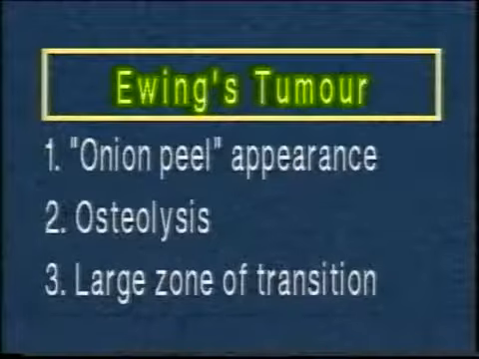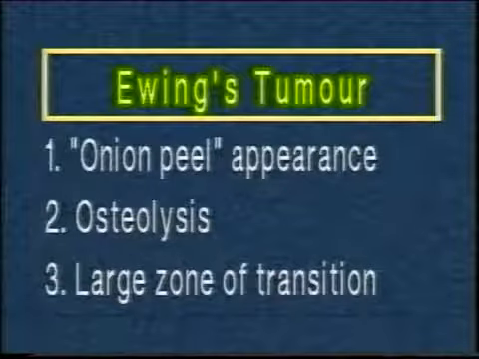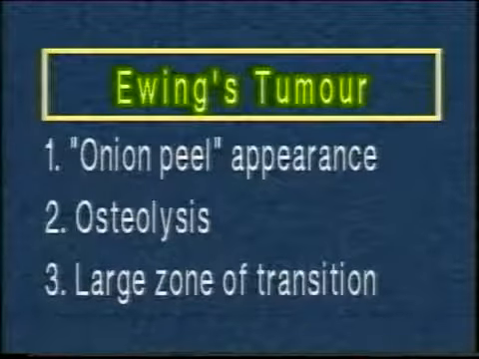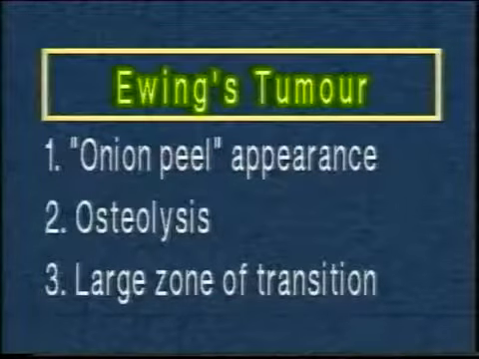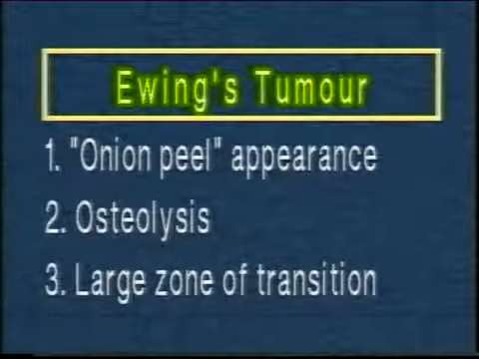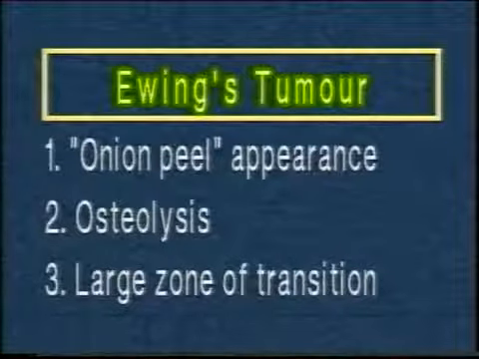And at the point where the arrow now points, the periosteal reaction resembles an osteogenic sarcoma. Remember that onion peel appearance may not be seen everywhere. So the radiological features of Ewing's tumor are lamellated periosteal reaction giving an onion peel appearance, osteolysis in the main bone, that is diaphysis, and zone of transition between it and the normal bone is large.